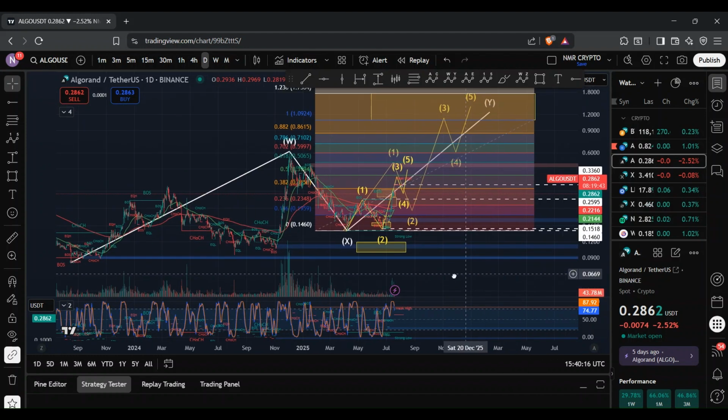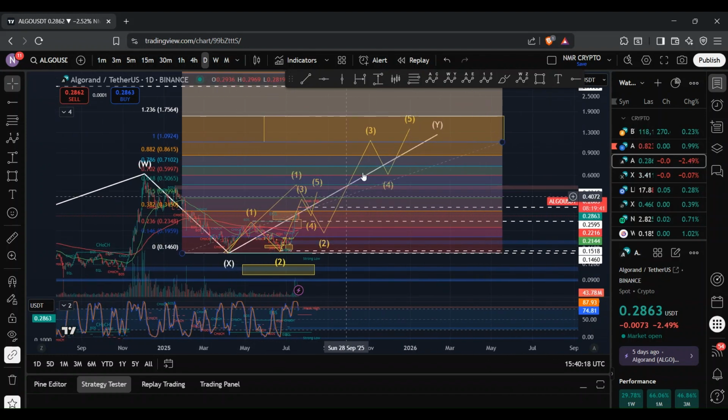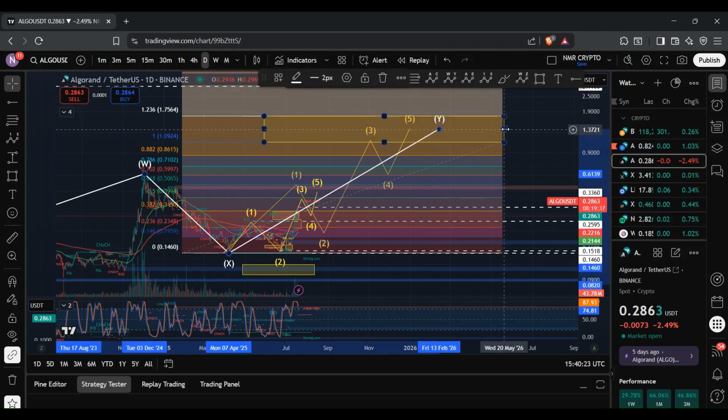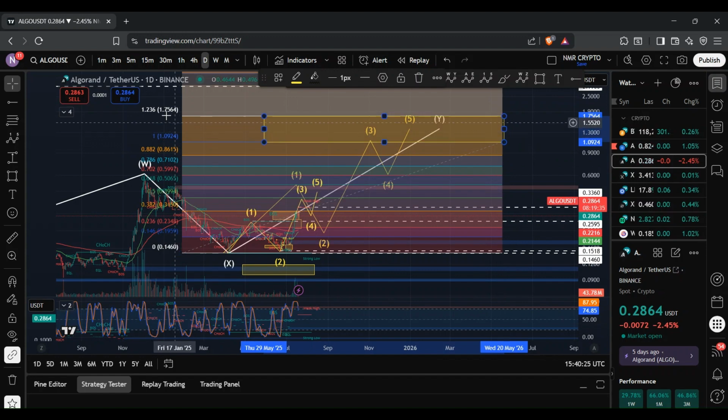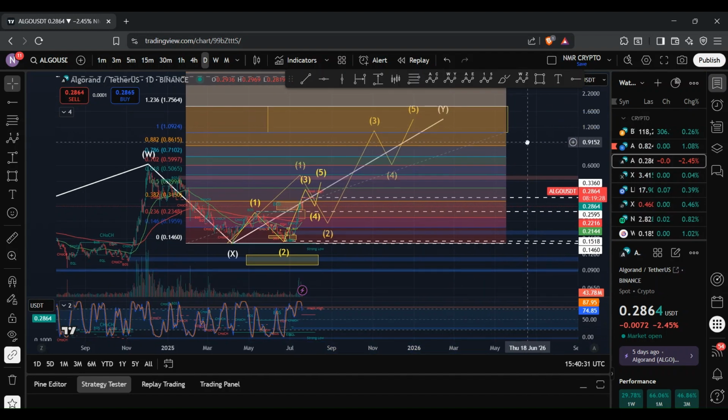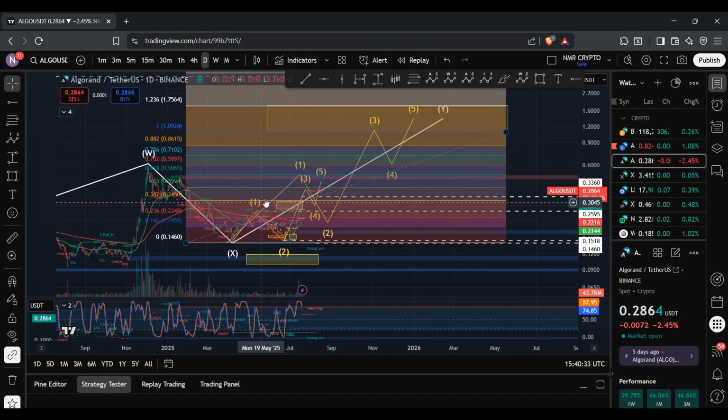So if I go on a daily chart, here you can see that I have this 5-wave structure that I'm currently tracking at the moment. That will then complete this Y wave, which will tap into this region here between 1 to 1.226. And that region sits between $1.09 to $1.76. And yeah, like I said, this 5-wave structure will then form a wave 1.